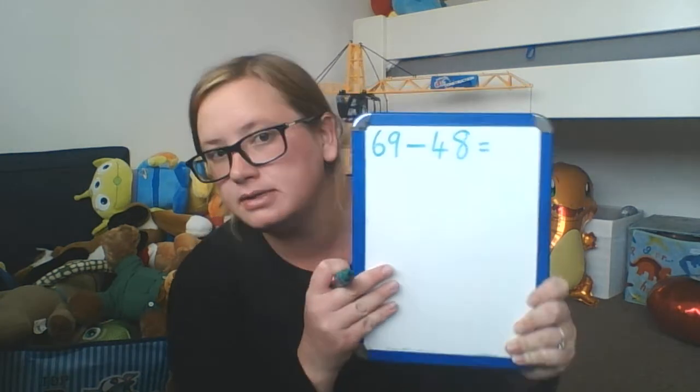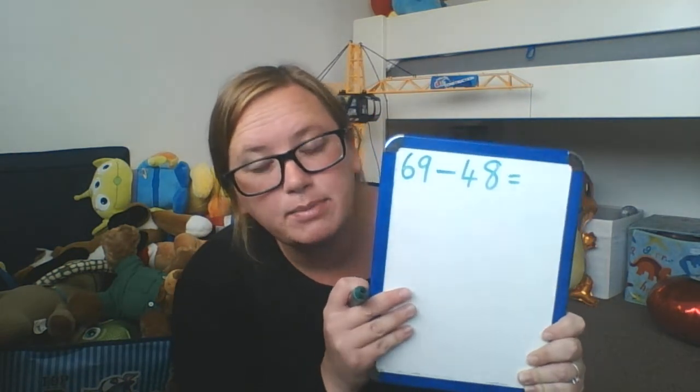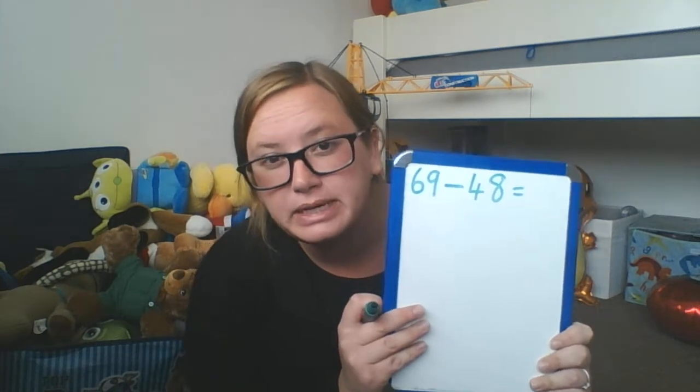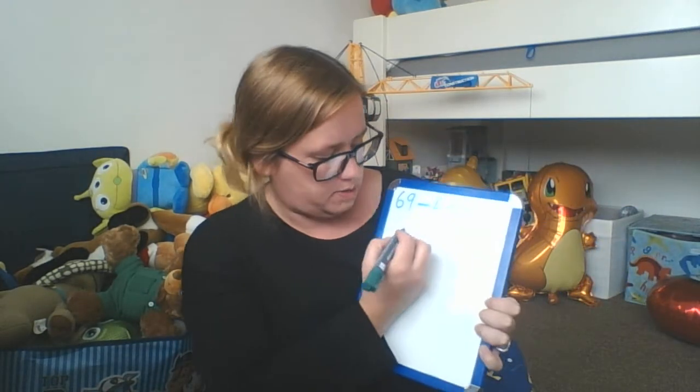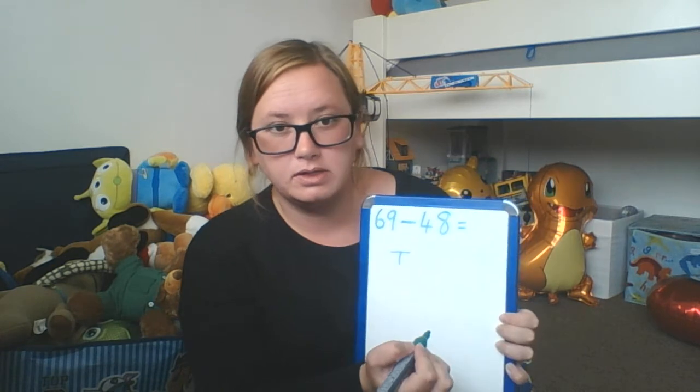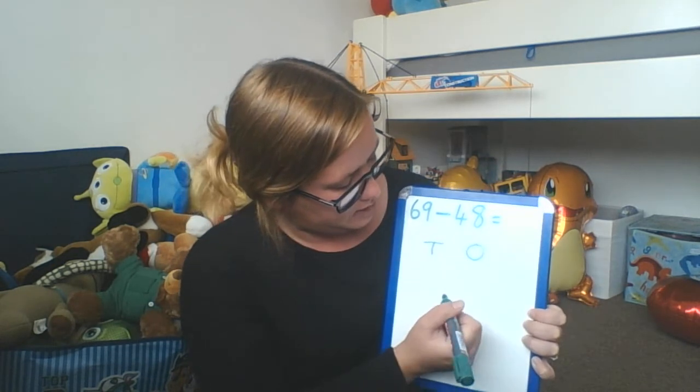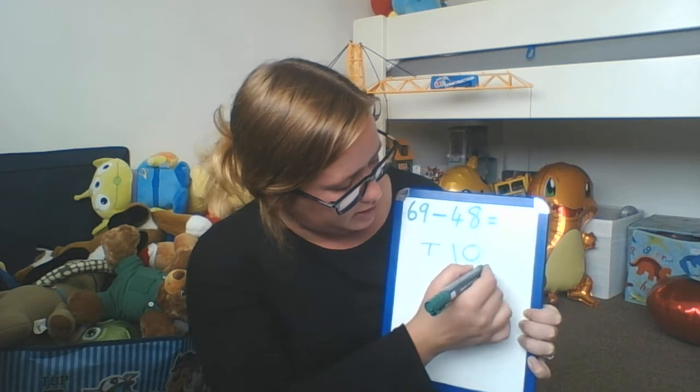So my next 2-digit number, I think I'm going to have, let me have a think, 69. And I'm going to take away, I'm going to subtract 48 equals. So I've written out my number sentence, and now I'm going to set up my column subtraction to help me to solve that. Okay, so I'm going to draw out my tens. Can you see that? Yeah. And my ones. And then I'm going to draw my line down to help me separate the two.